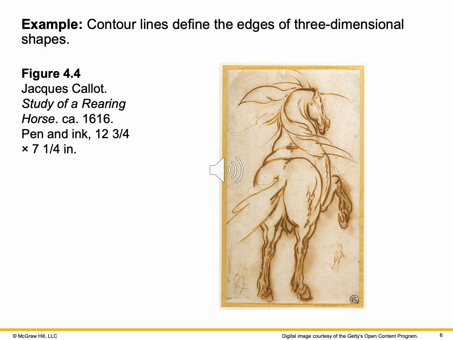Jacques Callot used pen and ink to make contour line drawings of a horse. We see the edges of the horse's legs, hindquarters, shoulders, neck, and head. We see that the artist even used contour lines to define the boundaries of the tail and the mane.